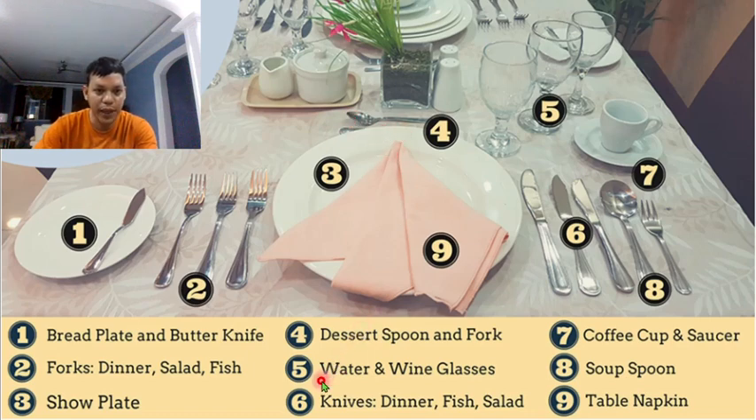And then we also have number 5, the water goblet and the wine glasses. This is a water goblet. Next is the red wine glass, and next is the white wine glass. Please memorize also the arrangement of the glasses. Then number 6, the different knives. We have the dinner knife, the fish knife, and the salad knife.